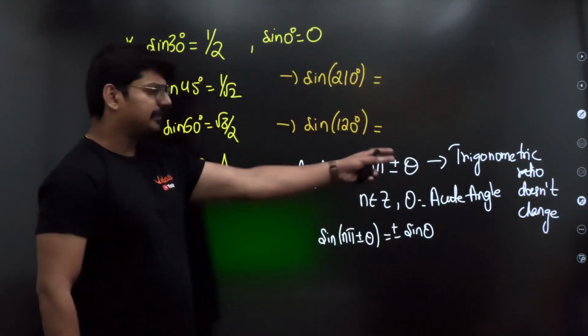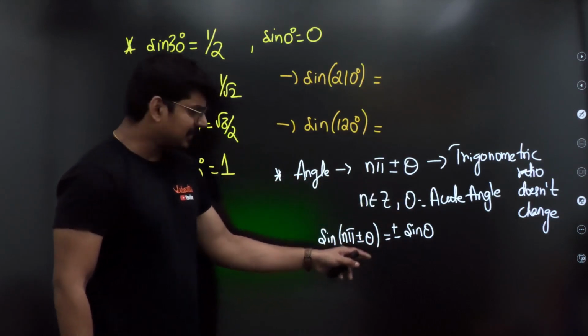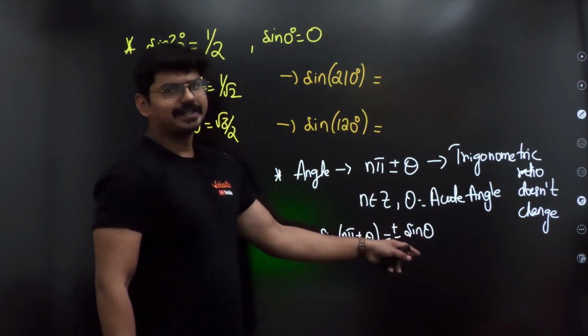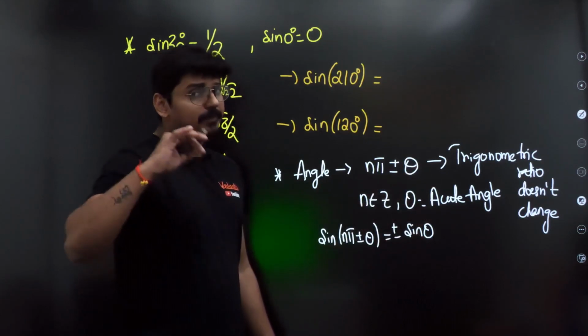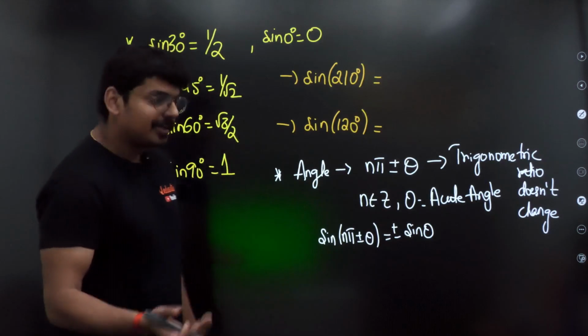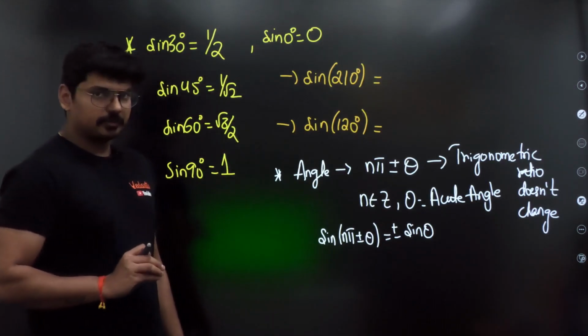Like let's say n pi plus or minus theta is there, you can directly take sine of n pi plus or minus theta as plus or minus sine theta, where theta is the acute angle. The same logic can be applicable for cos, tan, cot, cosecant as well as secant. I hope this is clear for you.